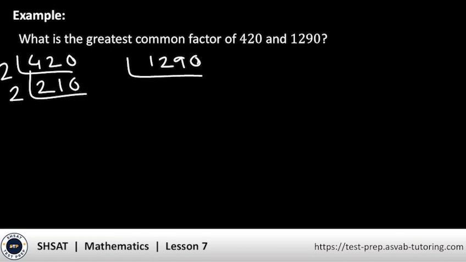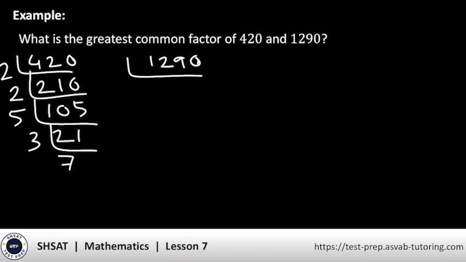And then you can again take 2. 2 times 1 is 2. Then 0, and then 5. So that's 105. Of course, you cannot continue with 2 anymore, but you can continue with 5 for sure. So 5 times 2 and 5 times 1. Now you can do 3 and 7. Okay. How about 1290? So let's start with 2.